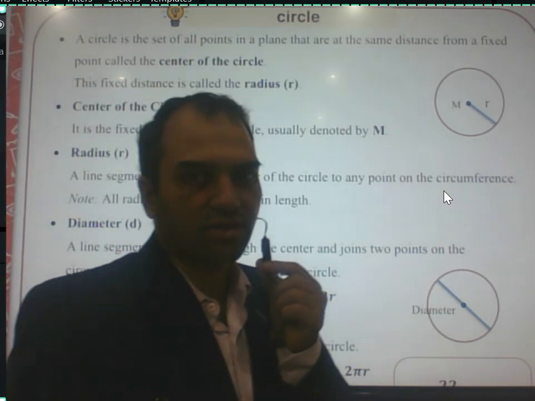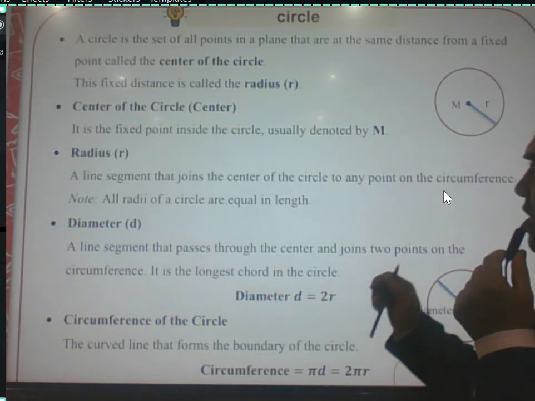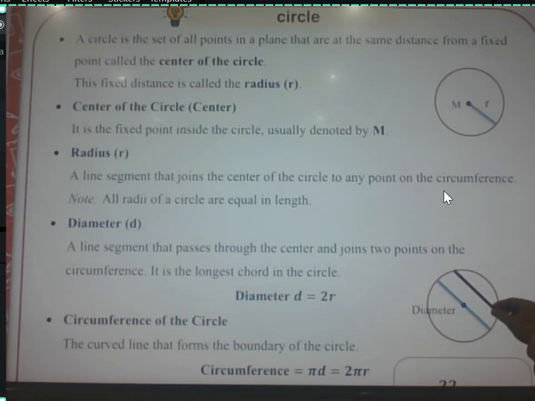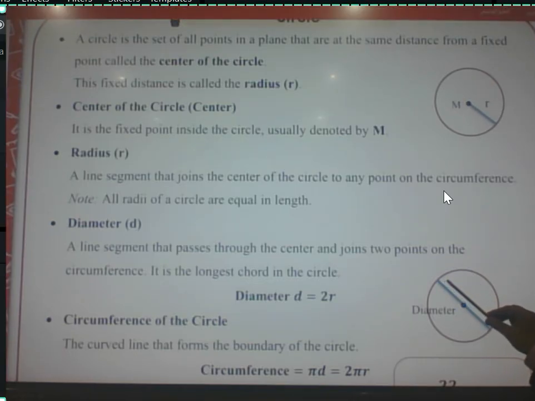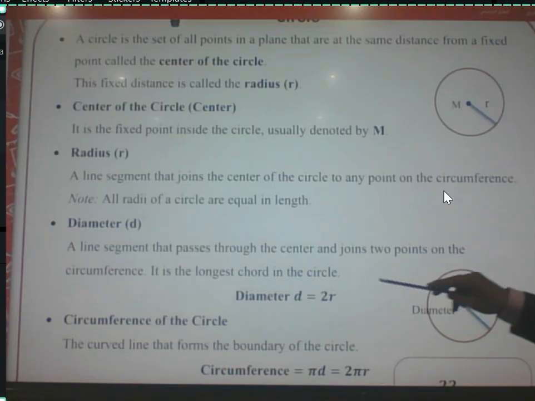You know the chord? The chord is the line segment drawn from any two points on the circumference. If we put here point C and point D, CD, we call this the chord. When the chord passes through the center of the circle, we call it the diameter. Then the diameter is the longest chord in the circle. And the diameter equals twice the radius. R here refers to the radius, okay? The length of the diameter is twice the length of the radius.